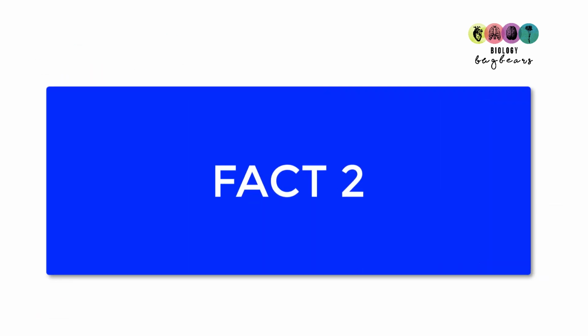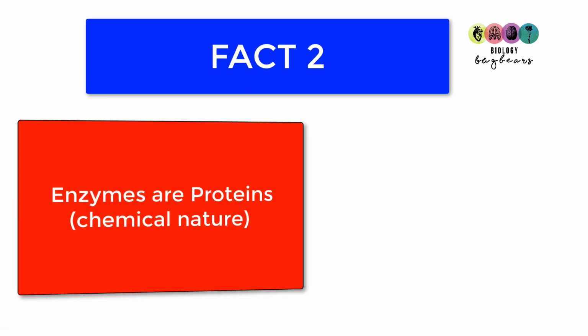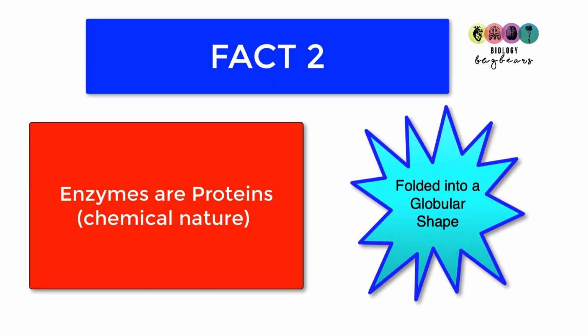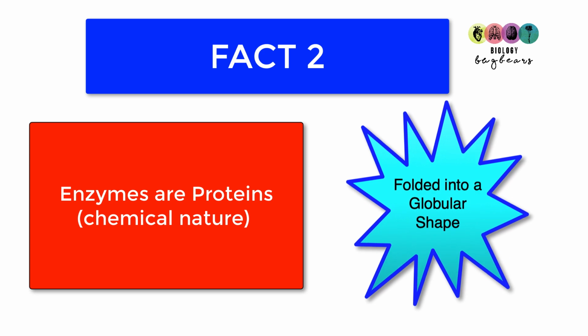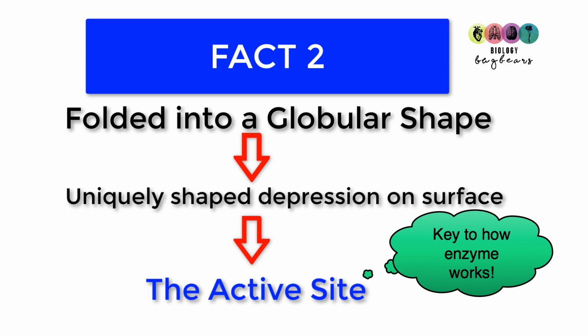Fact number 2. Enzymes we know are proteins, and when we consider proteins we have to consider shape. Most enzymes are proteins that are folded into a globular shape, and on the surface of the enzyme is this uniquely shaped depression called the active site. The active site is key to how the enzyme catalyzes a particular reaction.